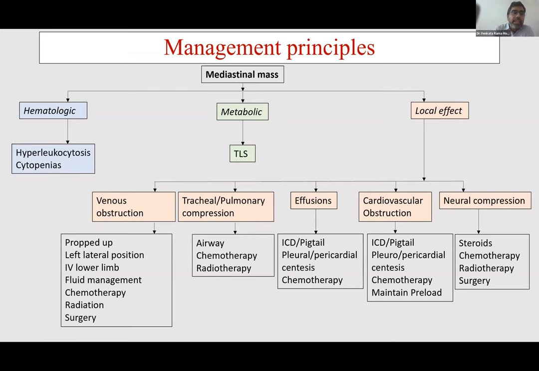and local effect management, importantly propped up position or left lateral position, establishing an IV access, where most centers would prefer doing it in the lower limb to decrease the load. Finally, fluid management, taking care that we do not overload these patients, and starting steroids early. Emergent chemo is usually the first line.